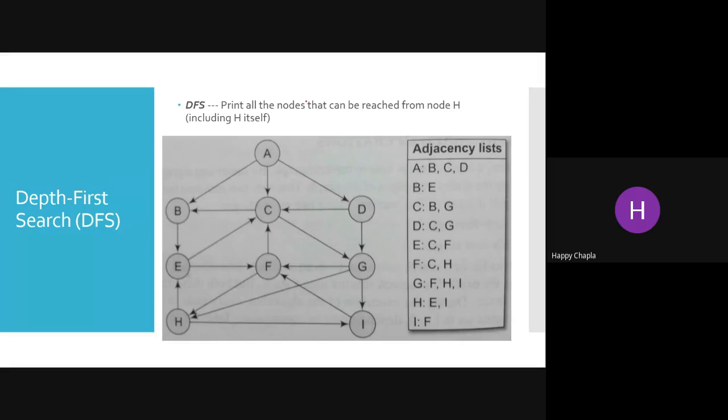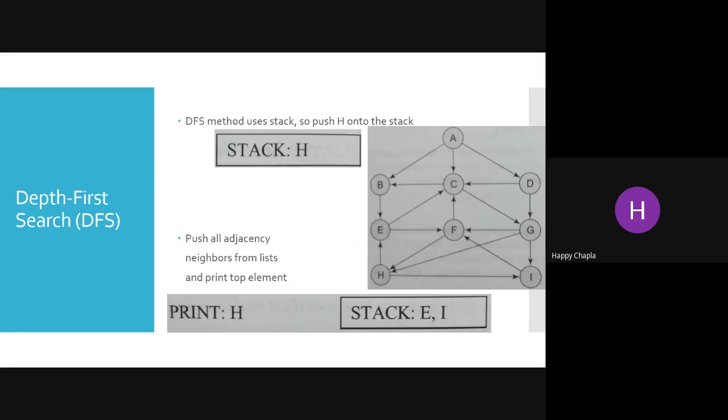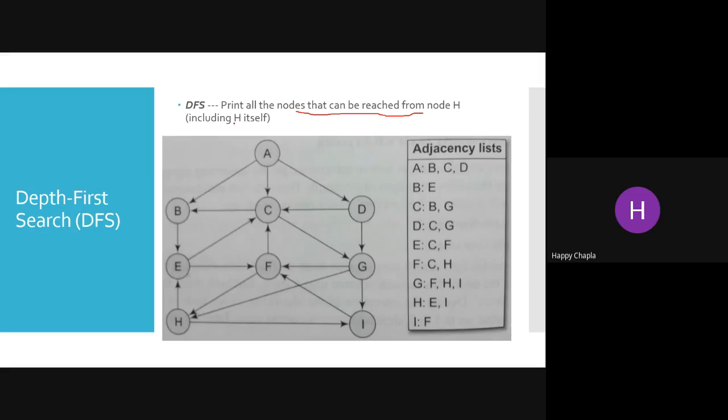Now print all the nodes that can be reached from node H, including H itself. Okay, so we have to process our graph something like this. So now we have to start from H only.